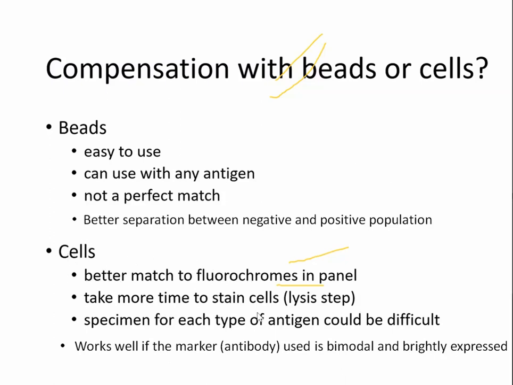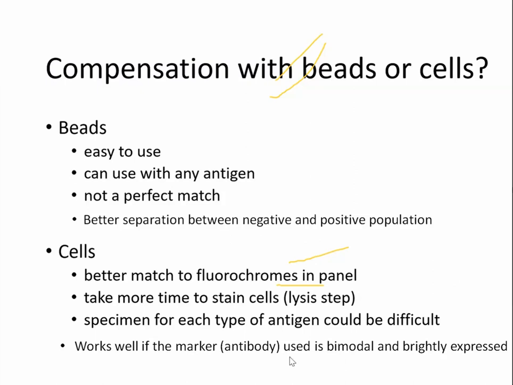It takes more time to stain the cells because if you take peripheral blood, you have to lyse the RBC, then you have to stain it. So these are some of the difficulties. And specimen for each type of antigen could be difficult. With beads, you drop any antibody, it will go and bind to the beads. But with cells, if you are taking peripheral blood and you want to do compensation with the lymphocyte population, you cannot use a granulocyte marker, which is not there. Similarly, you cannot use other markers which are not present, like erythroid markers. So that is a problem. You need to select that specific population to compensate.